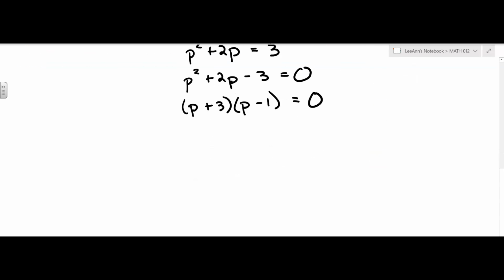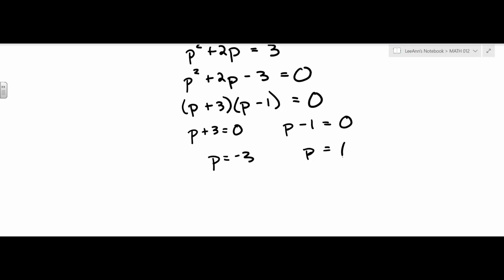Then we can say p equals -3. I mean, you can write this out if you want to, but either that factor equals 0 or the other factor equals 0, and then you're solving those. So you get two answers for p. You get p equals -3, and you get p equals 1. Okay, so two inputs, but same output.